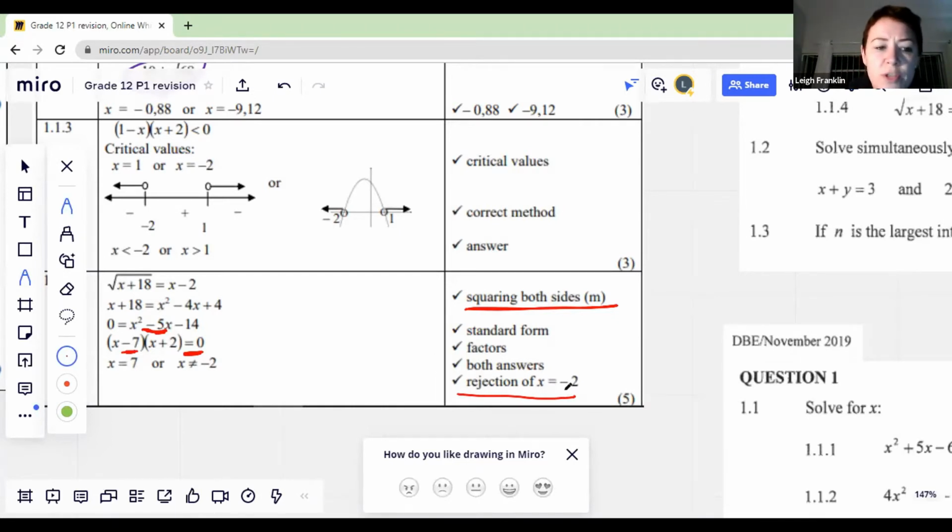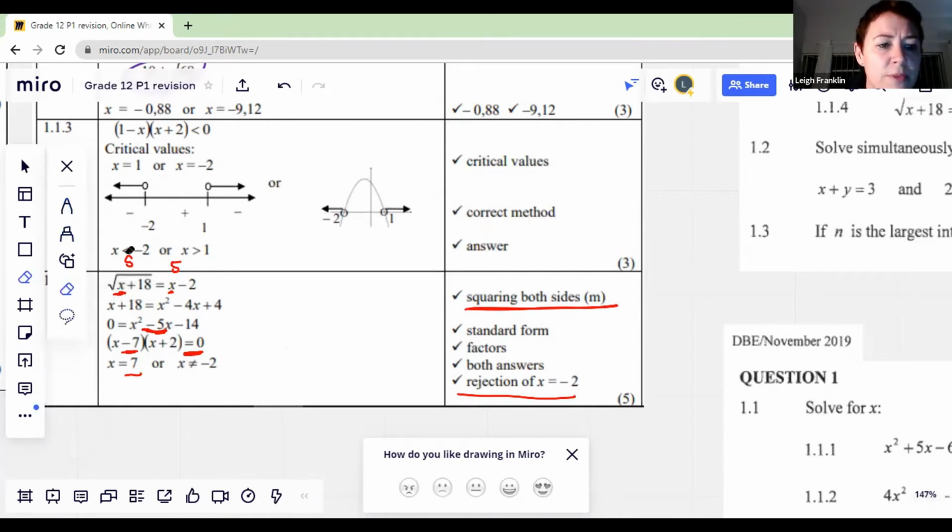What you've got to do there is check that the left-hand side equals the right-hand side. That's just a quick check that you do on your calculator. You would take your answer 7 and replace the x with 7. Then you would check what the left-hand side gives you. If you sub in 7, 7 plus 18 would leave you with 25, and the square root of 25 would be 5. Then on the right-hand side, you'd sub in 7 again in place of the x, and you'd say 7 minus 2, and the right-hand side would give you 5. That's why x equals 7 is a valid root, because we get 5 on both sides. Left-hand side equals right-hand side.